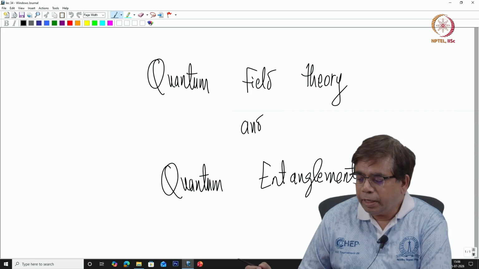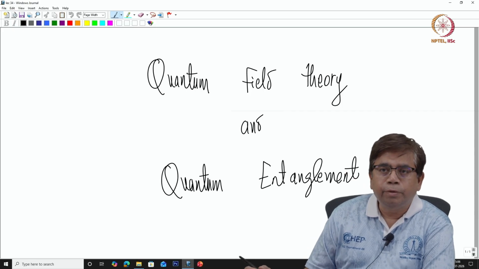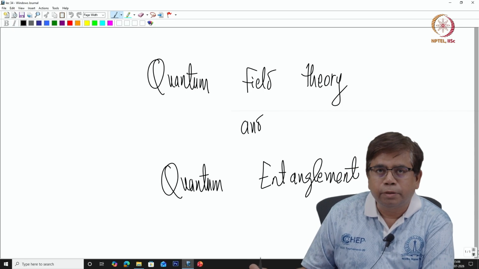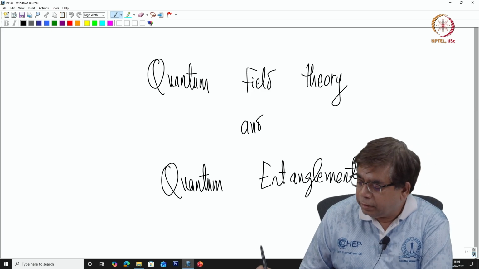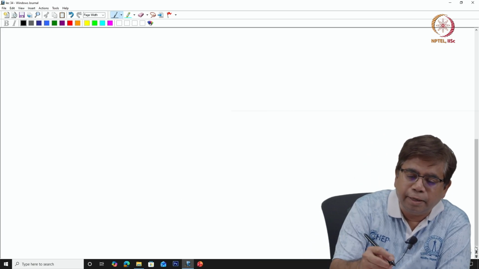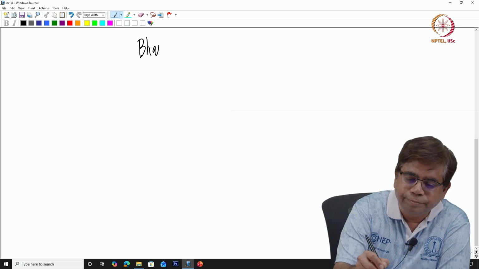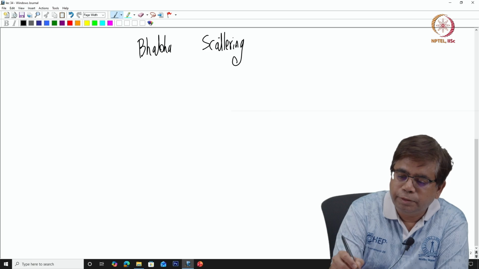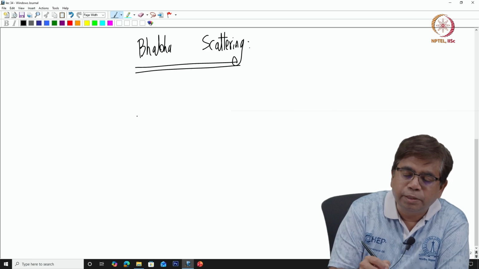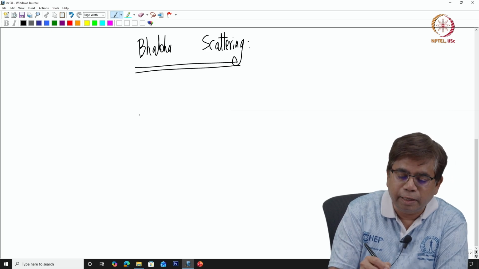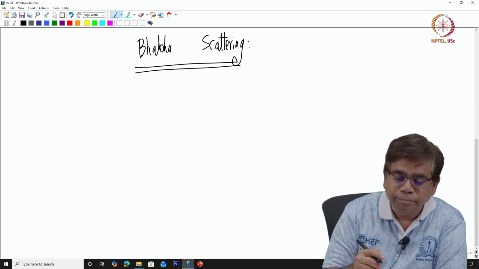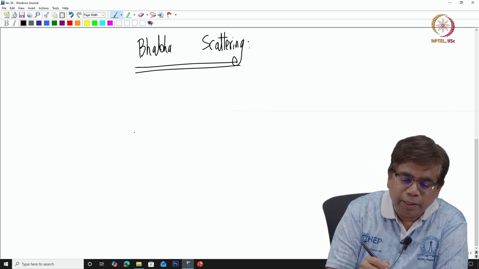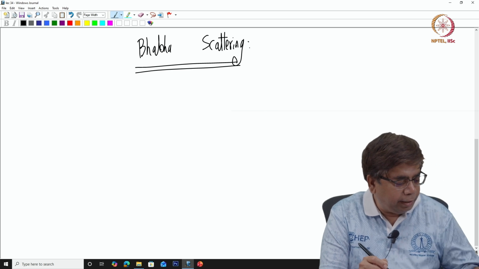Welcome back friends for another session on quantum field theory and quantum entanglement, and we have been looking at elementary QED processes, trying to compute them essentially. In the earlier lecture we have looked at Bhabha scattering, which is essentially a process in which an electron and an electron-positron pair interact with each other. So, we have drawn the diagrams of the Bhabha scattering.